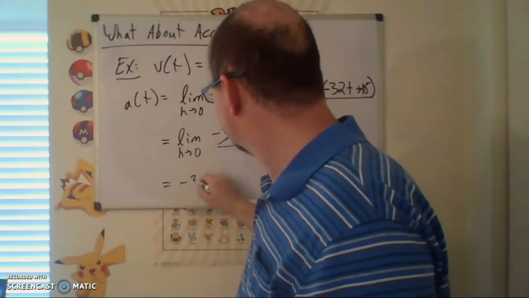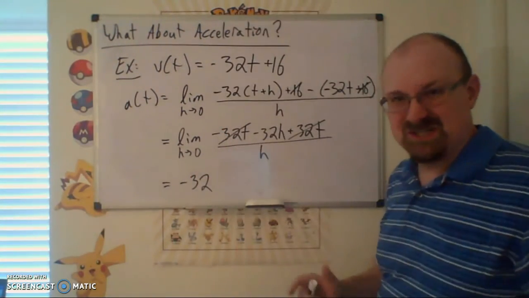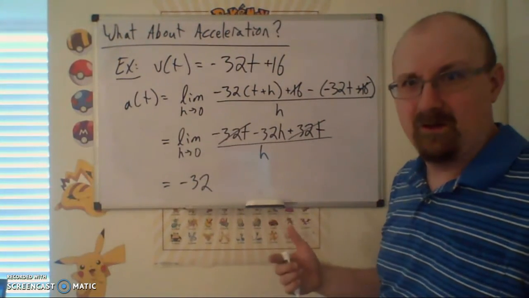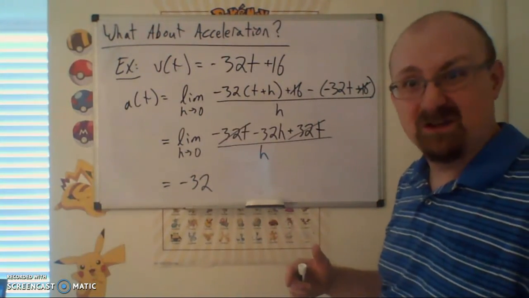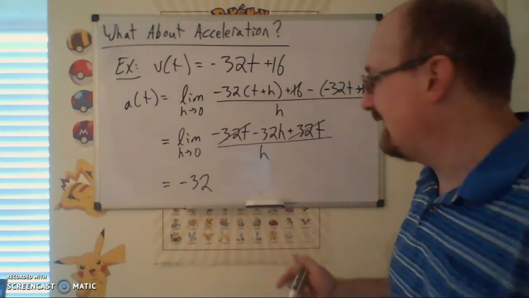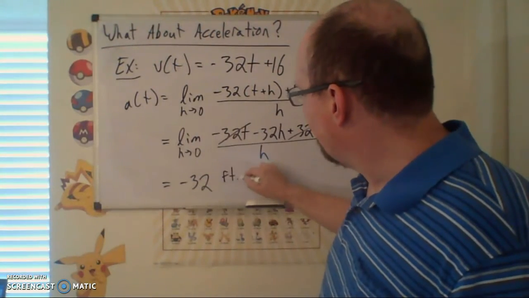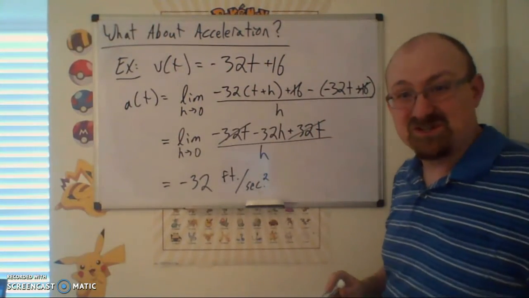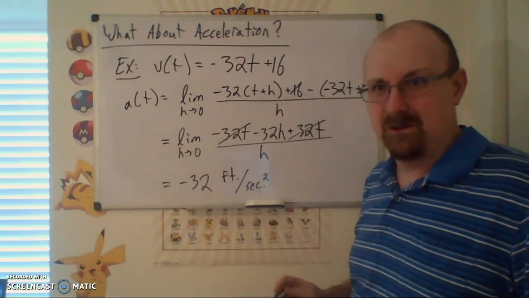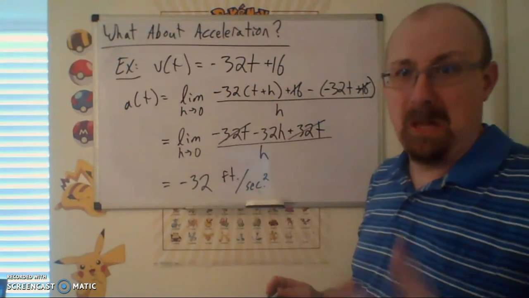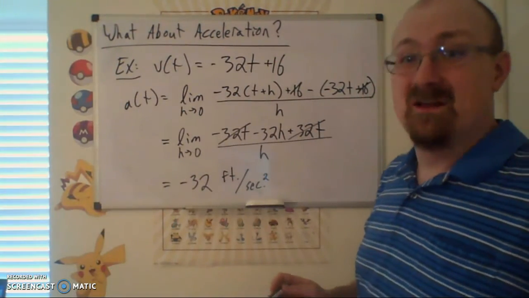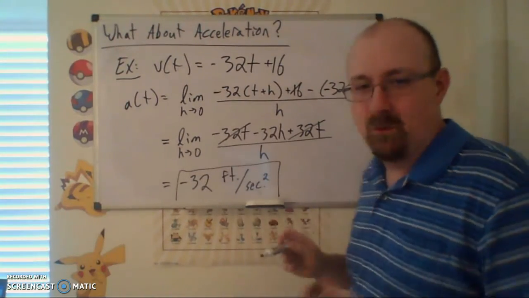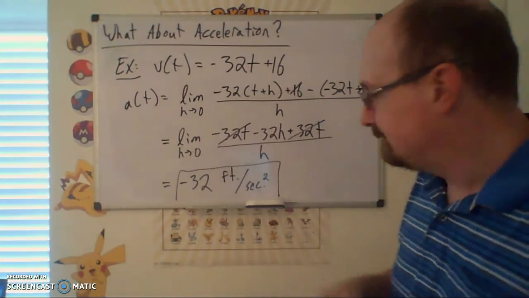So it's actually just the constant function negative 32, which, if you look at the notes file, is our British acceleration due to gravity in the units we use here in the States. So the units would look like this: feet per second squared, technically, because you're measuring units of velocity per unit of time. So it's feet per second per second, which we usually collapse down into negative 32 feet per second squared.